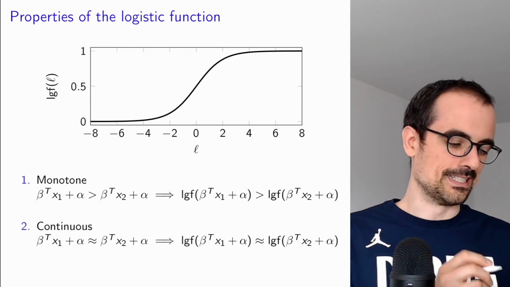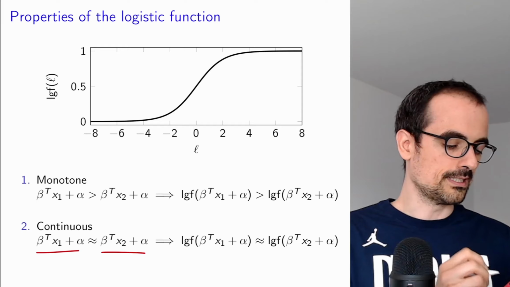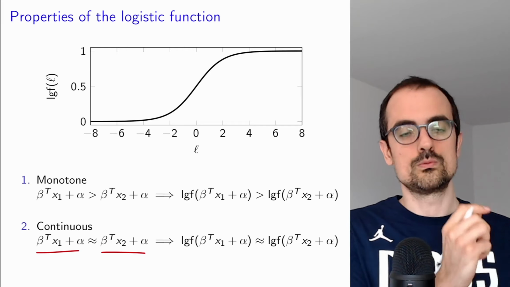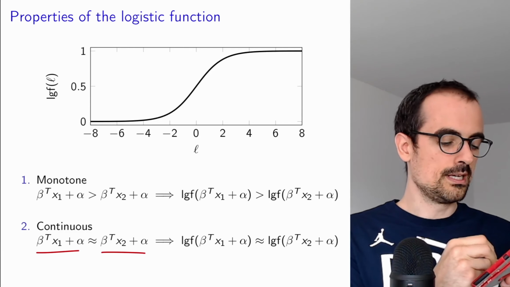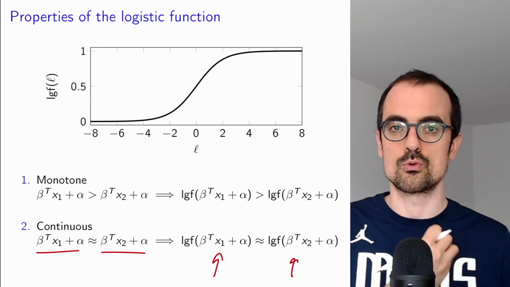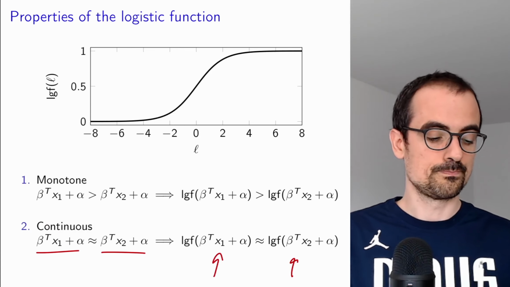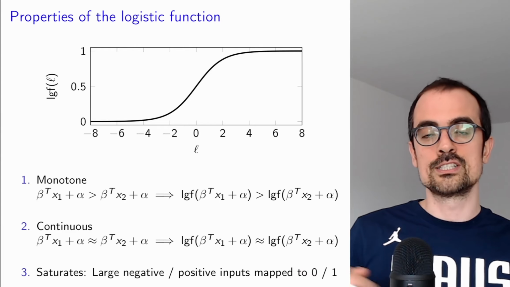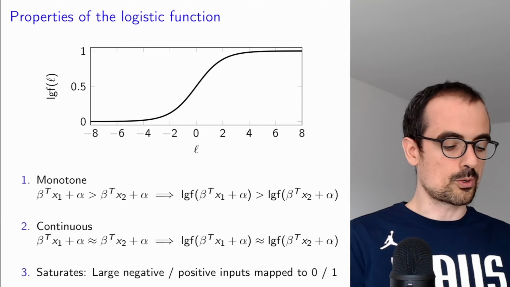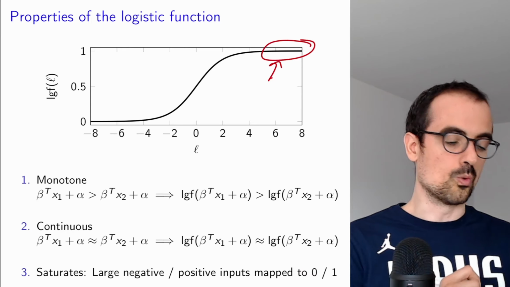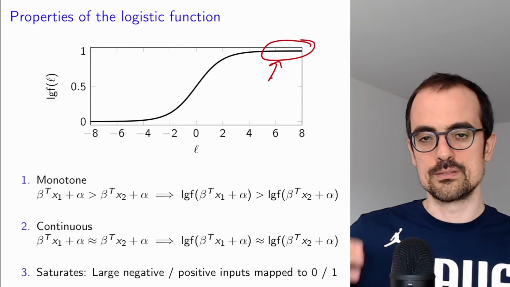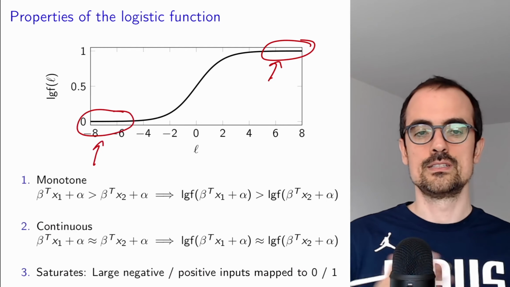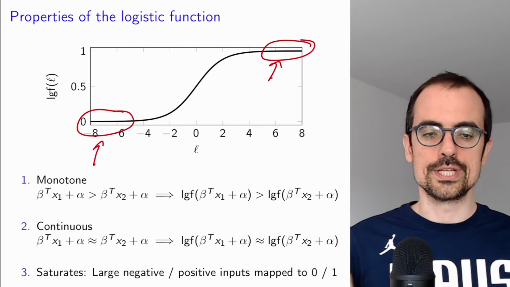This is what I was showing before. If we have two linear functions of features that are very close, then when we apply the logistic function, it's going to preserve that. The corresponding probabilities are also going to be very close. And finally, it saturates. So we don't have this problem where if the features become very large, then suddenly the value explodes and cannot be interpreted as a probability. They will just get saturated into 1. So at some point, if the features become larger and larger, they're just mapped to 1 and that's it. And the same if they become very negative, large but negative, they're just going to be mapped to 0, so we are fine.